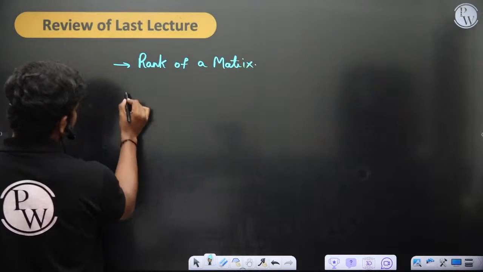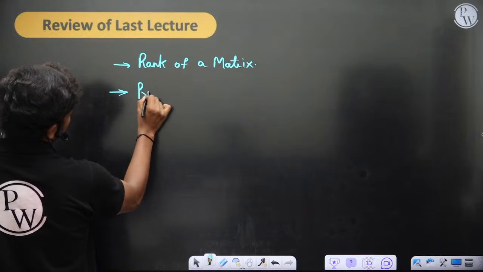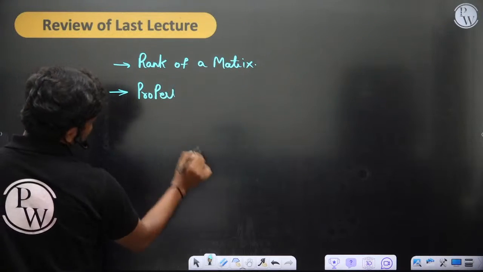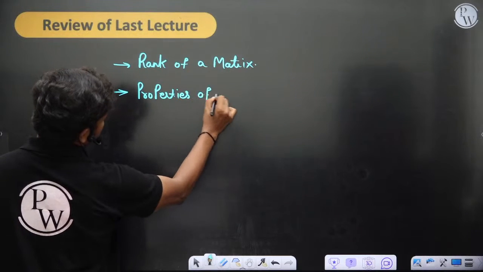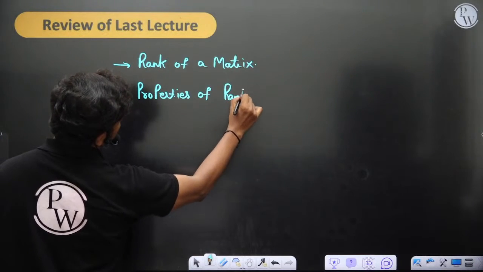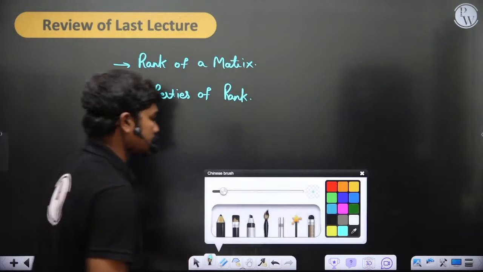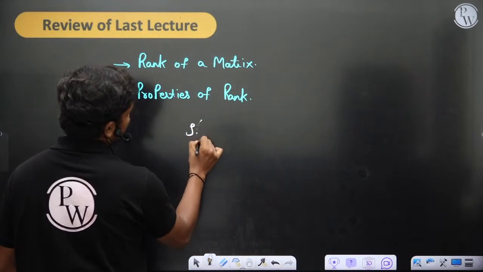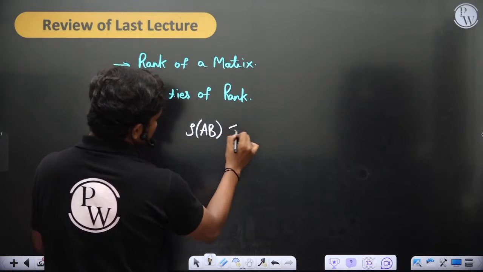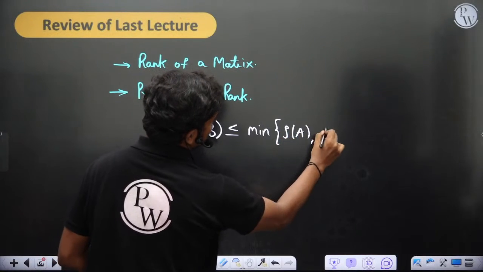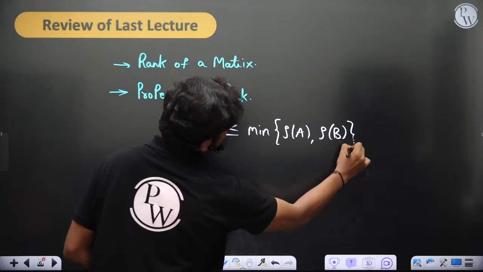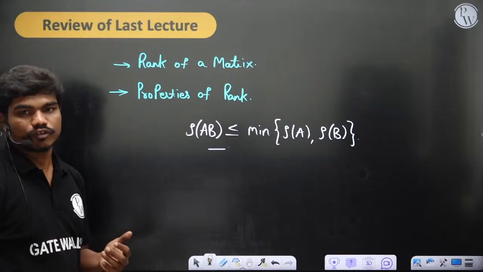So we were talking about the rank of a matrix, and we have talked about some properties. Determinants we have gone into in much detail, and we have also talked about properties of the rank of matrices, especially when multiplication is taking place. The rank of the product of two matrices is less than or equal to the minimum of rank of A, rank of B. So these are the kind of points we have seen in the last lecture.